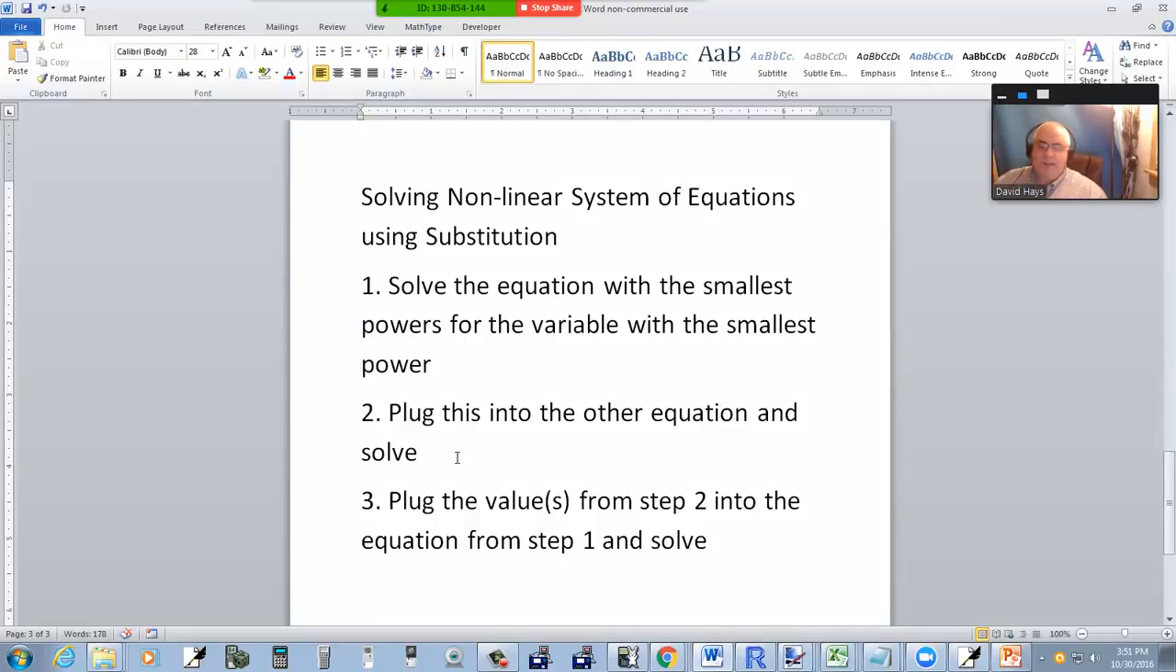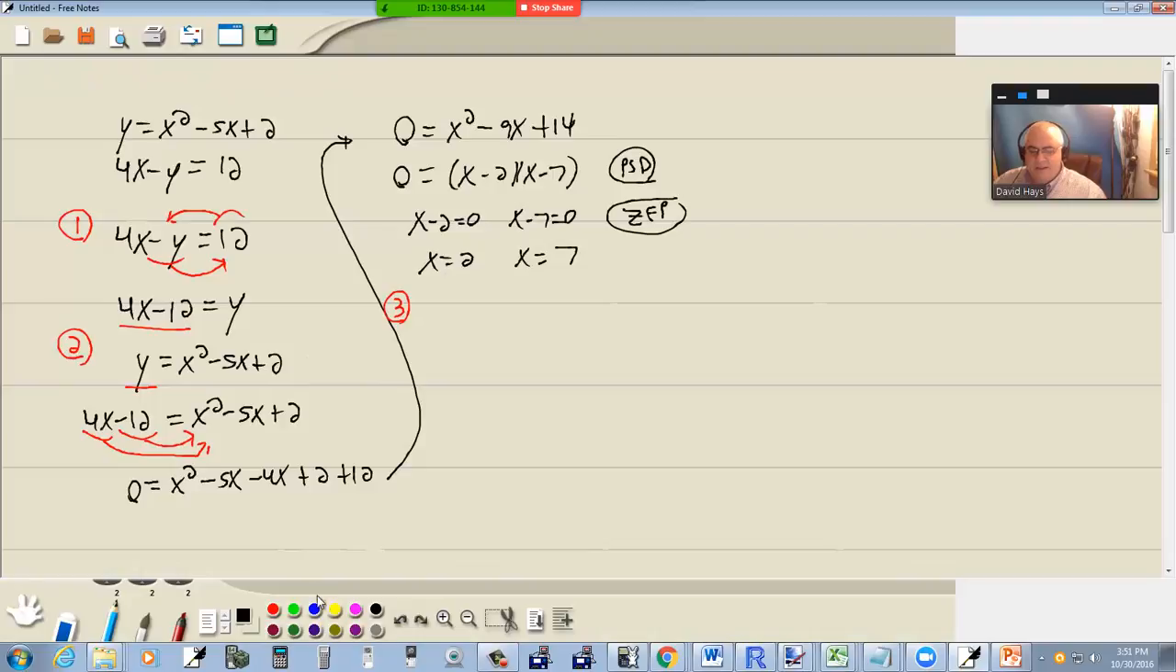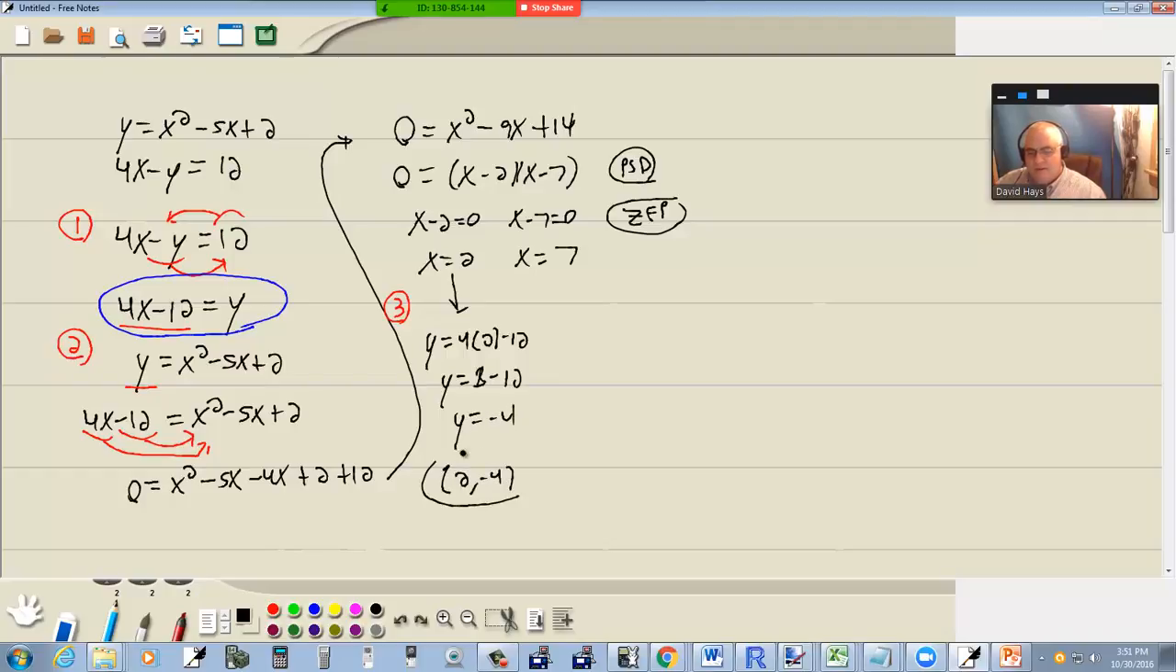Step 3, plug the values from step 2 into the equation from step 1 and solve. This equation from step 1 will always be the best choice because it will always be solved for the other variable. So I'm going to have y is equal to 4 times 2 minus 12, or 8 minus 12, which gives us negative 4. So this answer will be 2, negative 4.